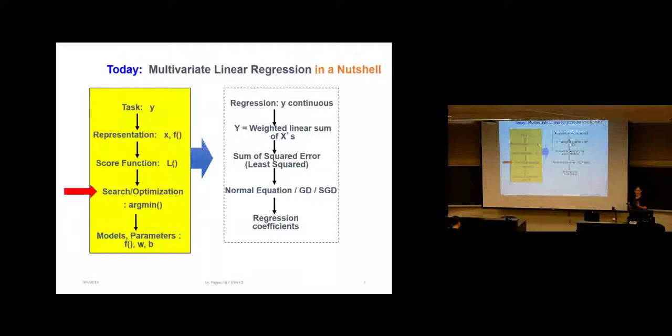You can easily just set its gradient equal to 0 to get a closed form solution. That solution, we normally call the normal equation-based solution. And today we're going to cover more how to solve it through other types of optimization methods.